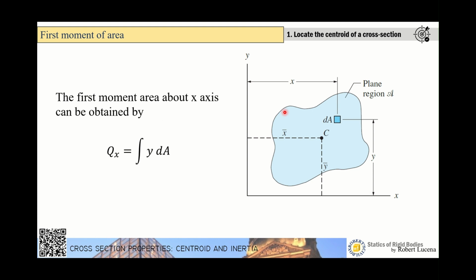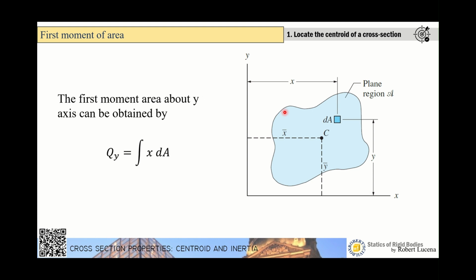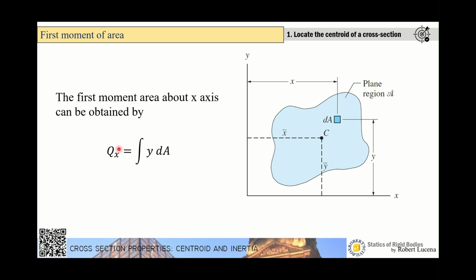Now for the first moment area about the y-axis, it is simply the integration of dA times x, or in a more convenient way of writing, x dA. The standard way of writing it should be x dA. That is the moment area of this whole cross section about the y-axis, or simply Qy. On the other hand, if you want the first moment area about the x-axis, that's simply the integration of y dA, and that is Qx, or the moment of area about x.